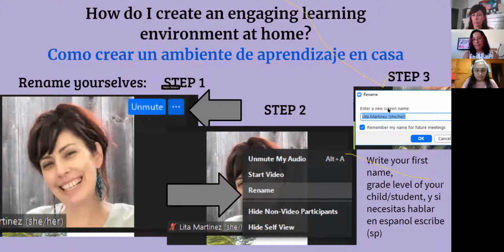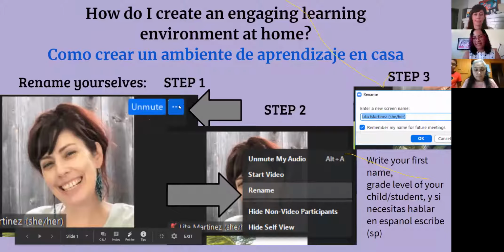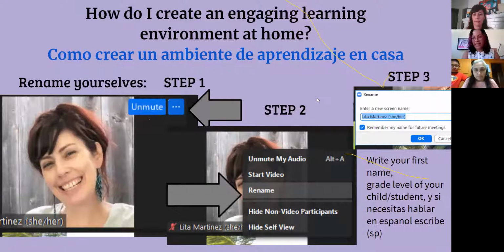Hi there. Sorry, I just joined. Can you repeat the question? Yeah, absolutely. Welcome. We're asking everyone to please rename yourself. Here are the steps. You click on the little three dots next to your picture, then click on rename, and we want you to write your name, the grade and school where your child attends. And for folks who speak Spanish, we're just asking them to write SP next to their name.